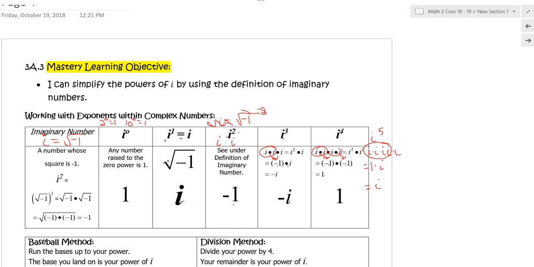Right, you should see this is repeating. 1, i, -1, -i, 1, i. And it's going to continue that pattern forever. Okay? So the powers of i follow this pattern.